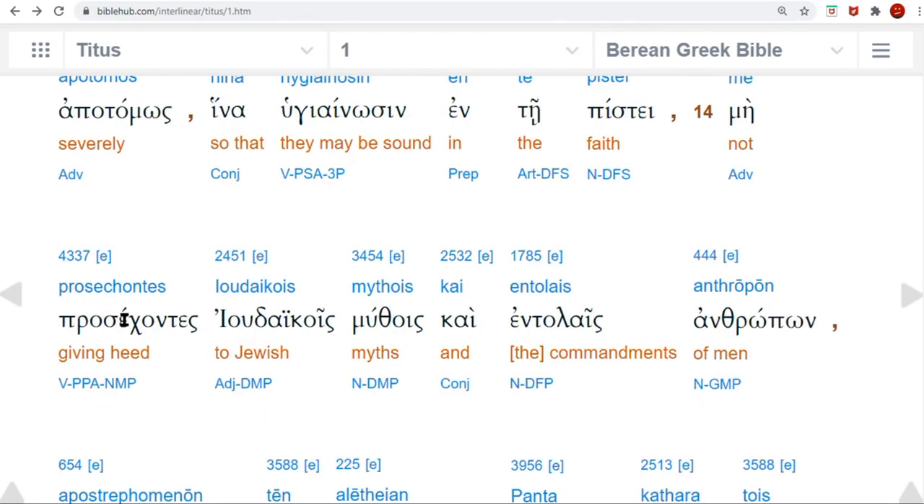And then this prosechontes. You know, pro is for. And so this is force, the force each on it. Much force each on it, Ioudaikois. Ioudaikois. Myths. Myth, and so myth comes from the word mu, the mu, and then the tho.